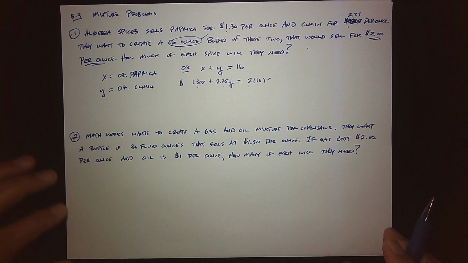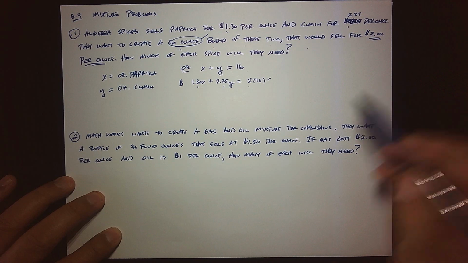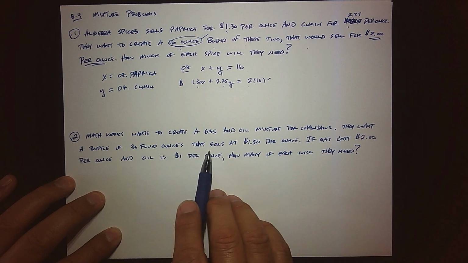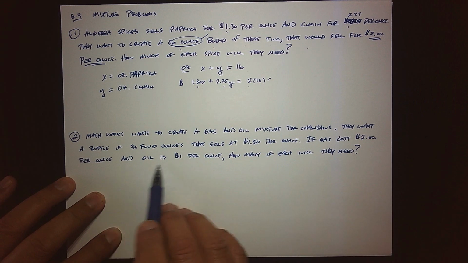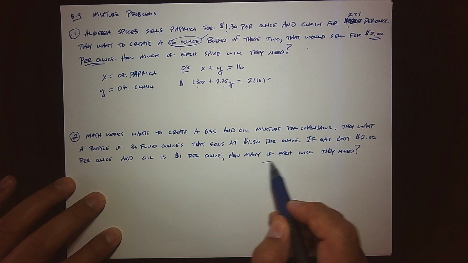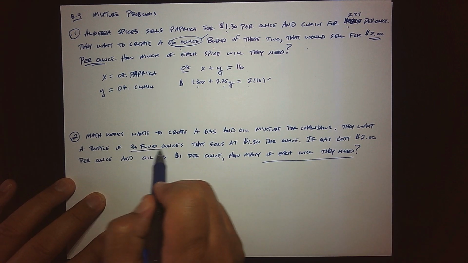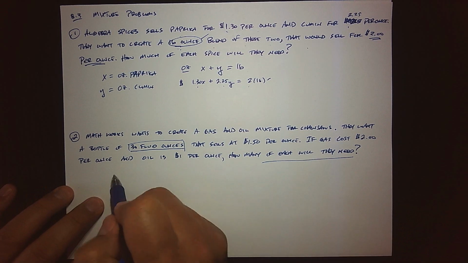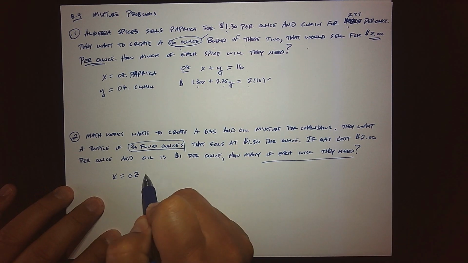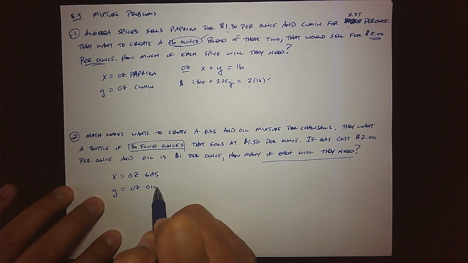One more problem to set up. MathWorks wants to create a gas and oil mixture for chainsaws. They want a bottle of 30 fluid ounces that sells at $1.50 per ounce. If gas costs $2 per ounce and oil is $1 per ounce, how many of each do they need? Again, there's a total here, right? So we have 30 fluid ounces. Some of it is coming from gas. So we're talking ounces from the gas, and Y is the ounces from the oil.